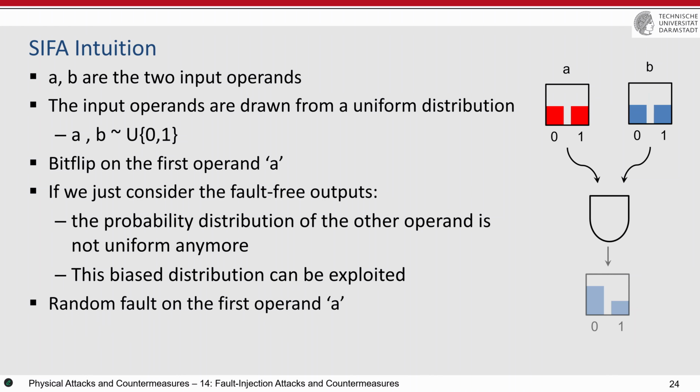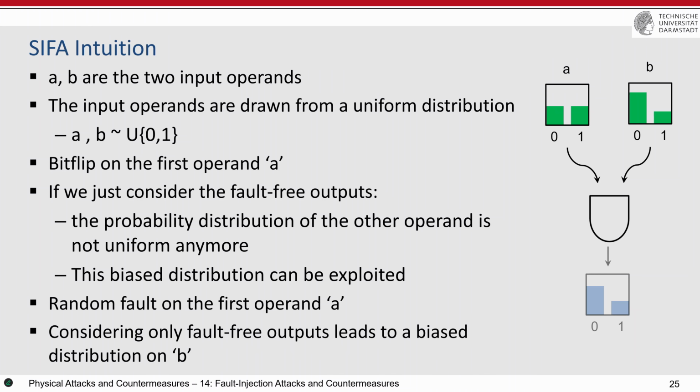If we do a random fault on the first operand A, again a random fault, and then consider only fault-free outputs, it also leads to a bias distribution for B. It's not that strong, since we only flip the operand A. We just said we have a fully unknown random fault, meaning every time it's set to 0, set to 1, or toggled. If we consider such a case and again look at fault-free outputs, we find there is also a bias here for B.